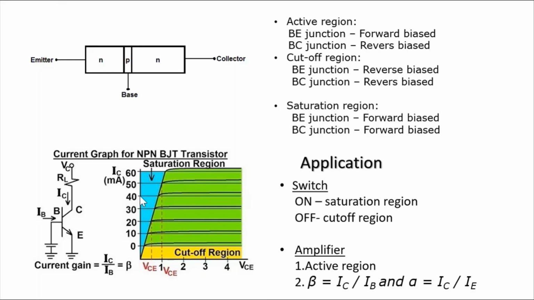And this transistor works as a switch in the on condition in the saturation region and in the off condition in the cutoff region, and works as an amplifier in the active region. Beta is equal to IC by IB. Here beta is known as current gain.